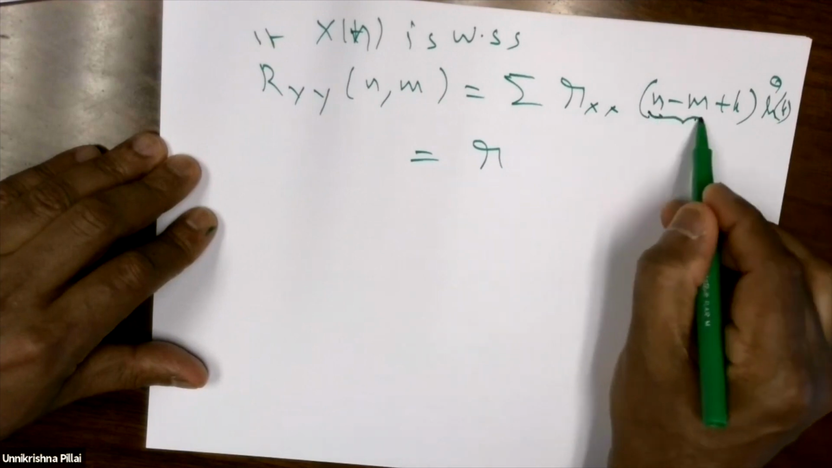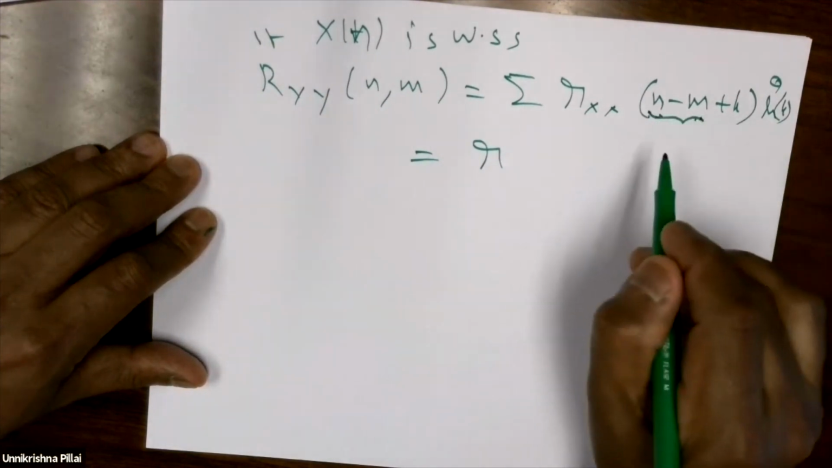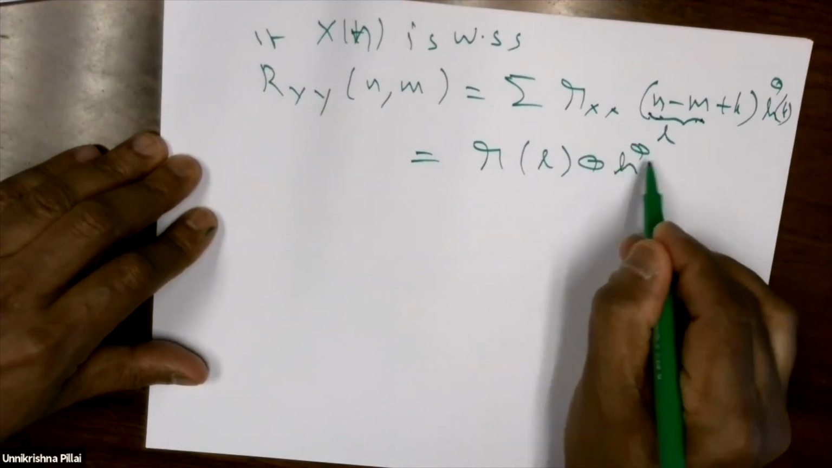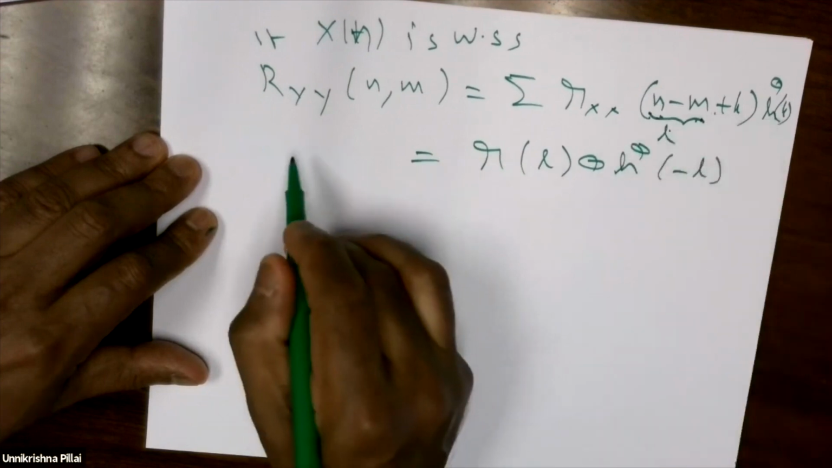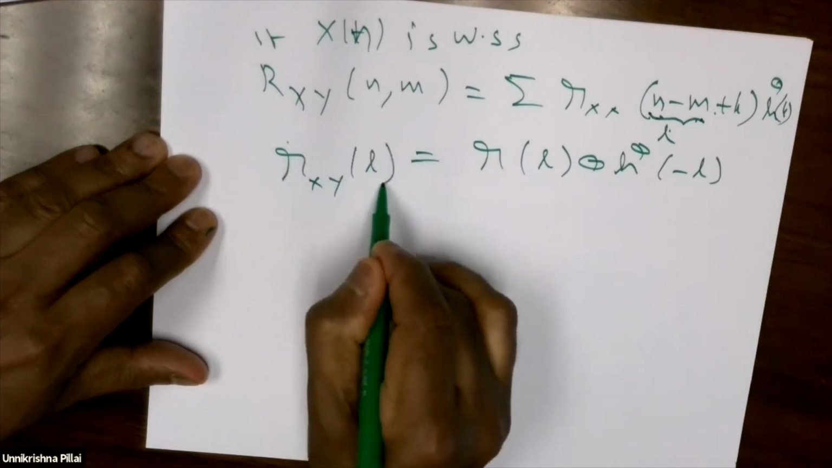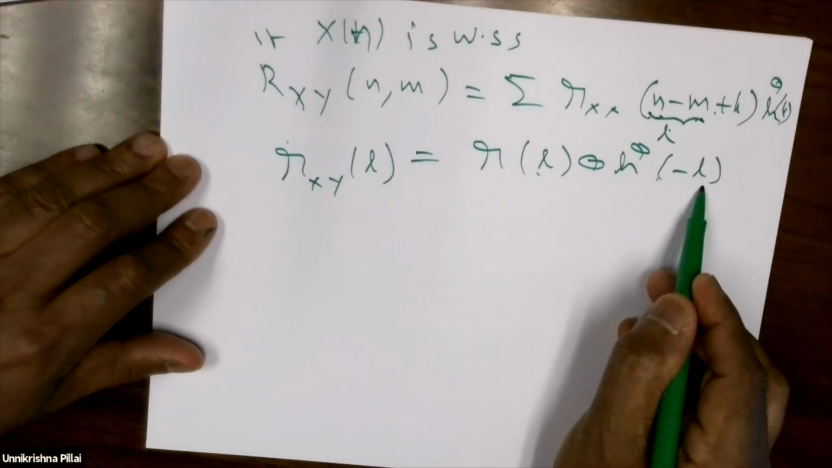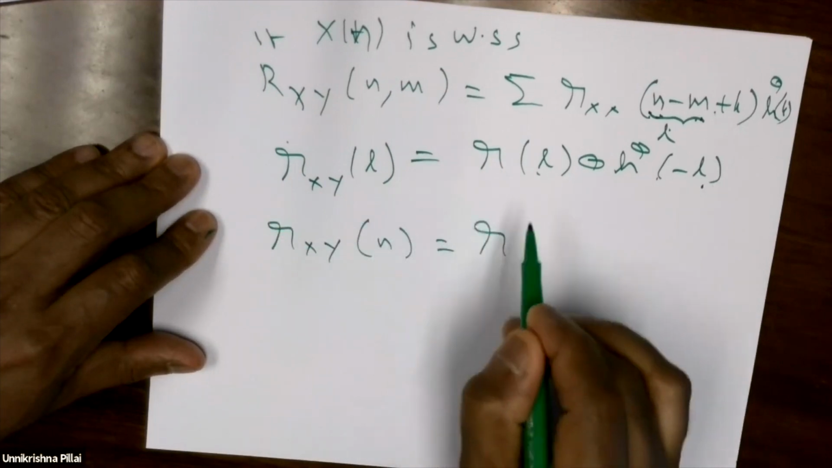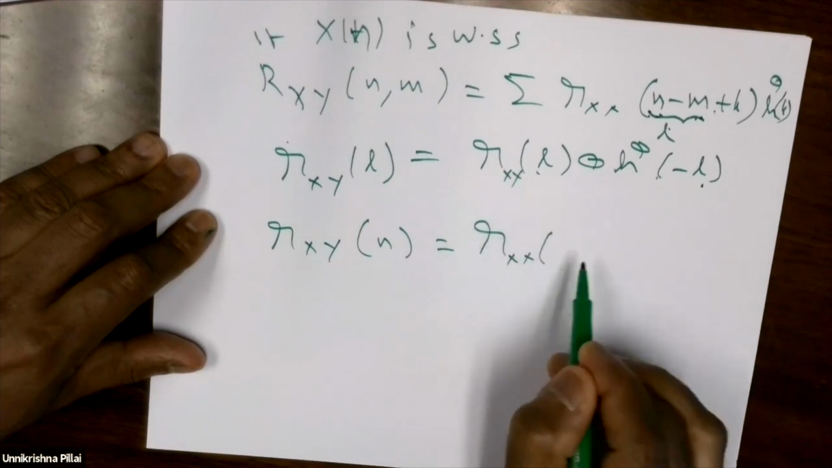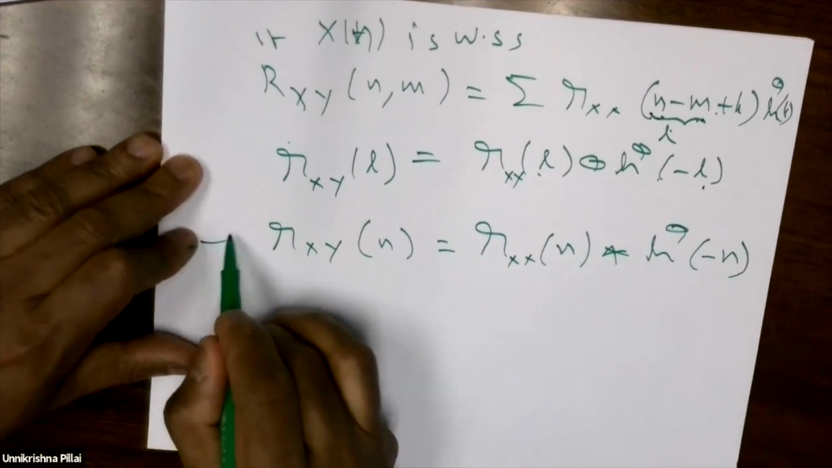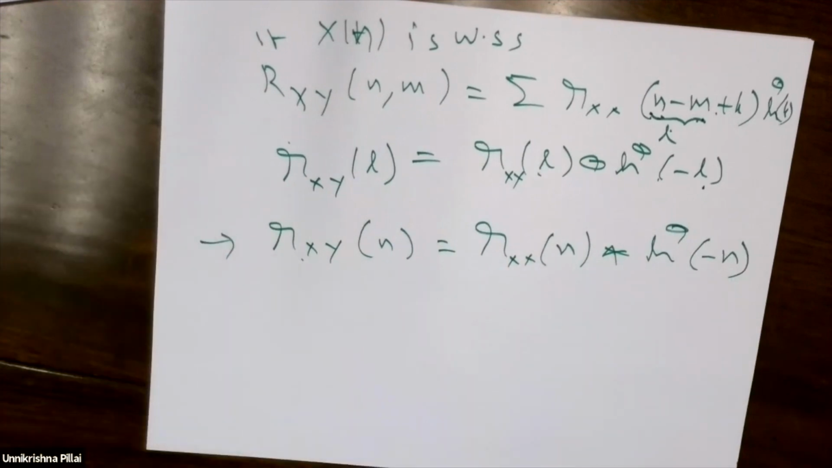So if I define n minus m to be some new variable L, this becomes R of L convolved with h star of minus L, because L plus k. So Rxy L is R of L convolved with h of minus L, or Rxy n is Rxx of n convolved with h star of whatever is the variable. So that's also what you call jointly wide-sense stationary.